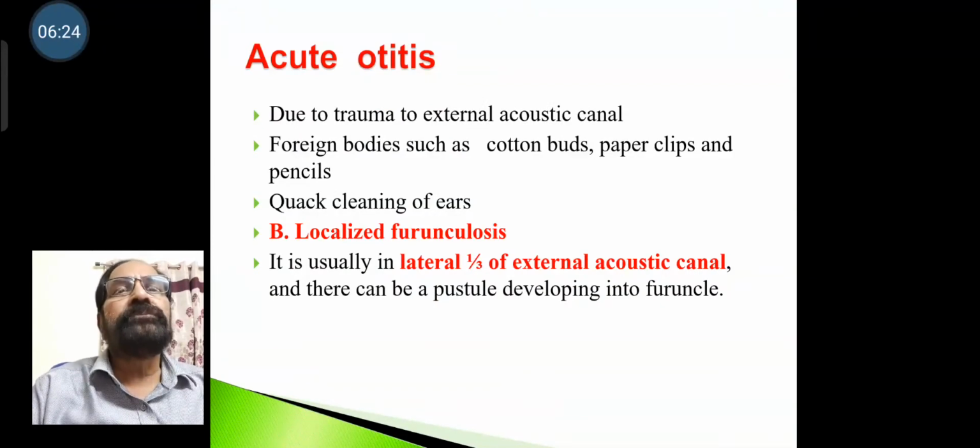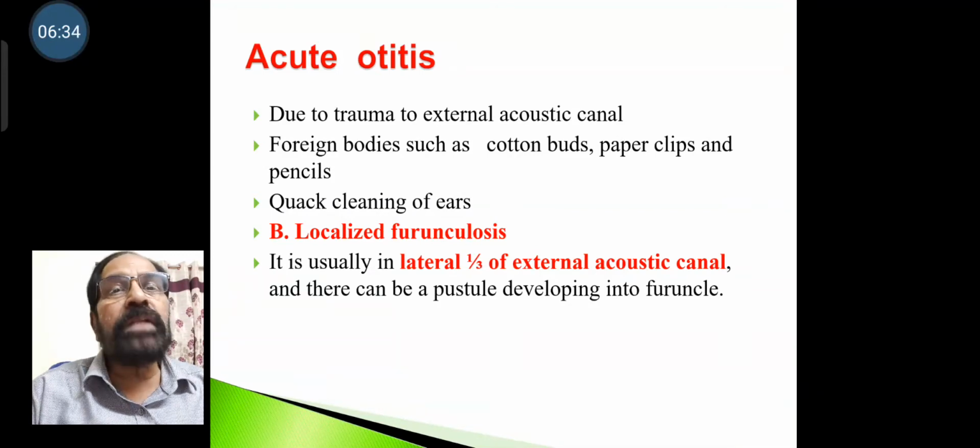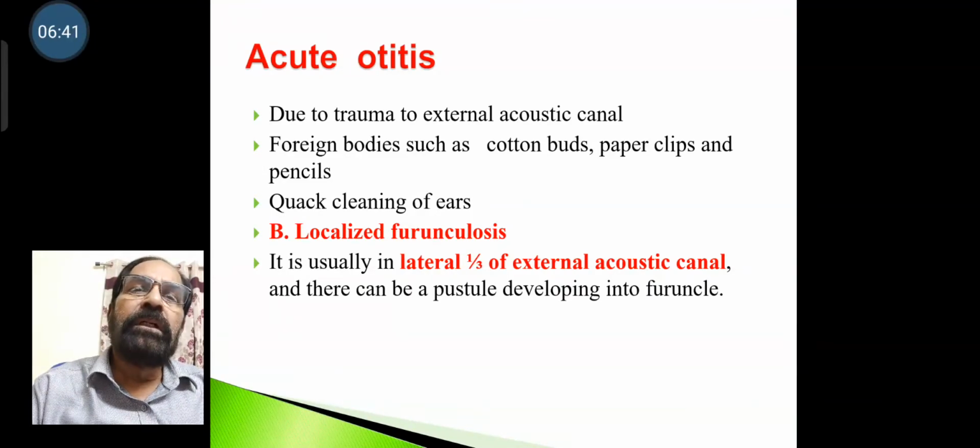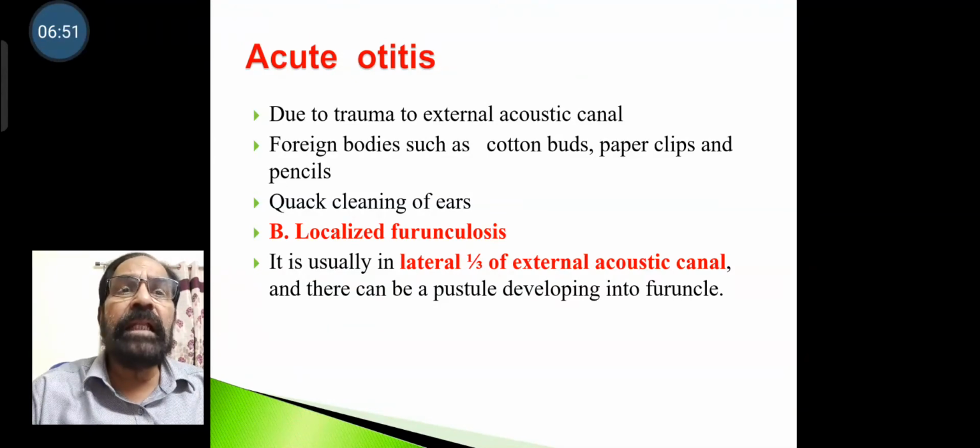Then again, swimmers. It can be due to trauma of external acoustic canal, or can be foreign bodies such as cotton buds, paper clips, pencils, or due to wrong cleaning by a quack. Then we go to localized furunculosis. It is in the lateral one-third of external acoustic meatus, and there can be a pustule developing into furuncle.